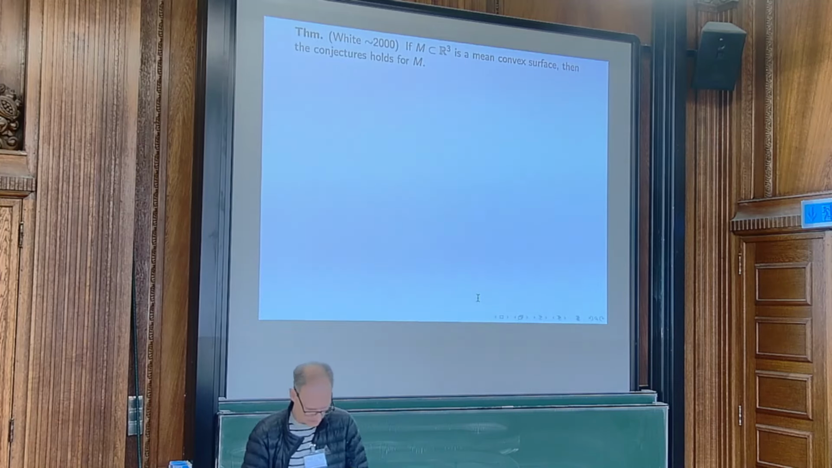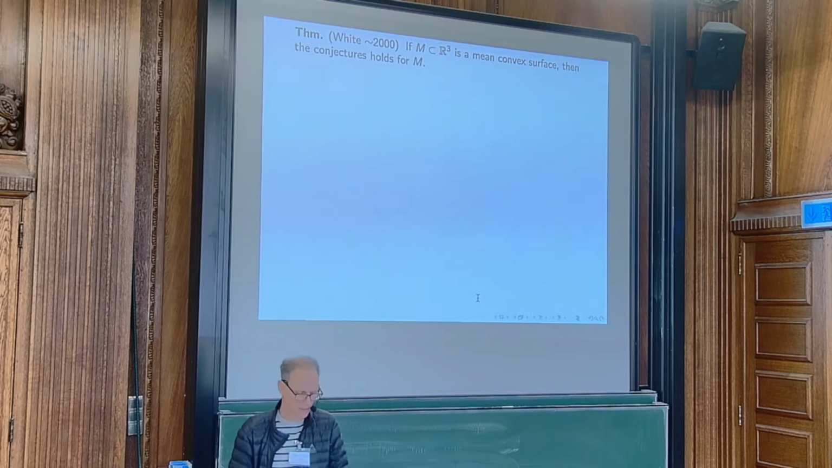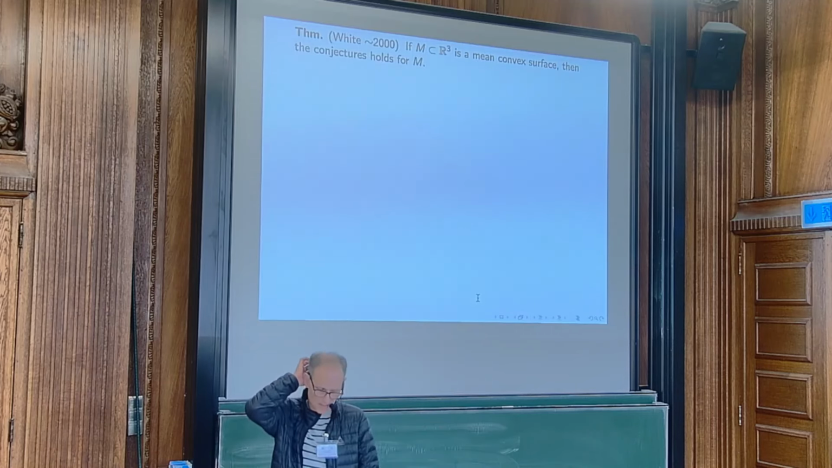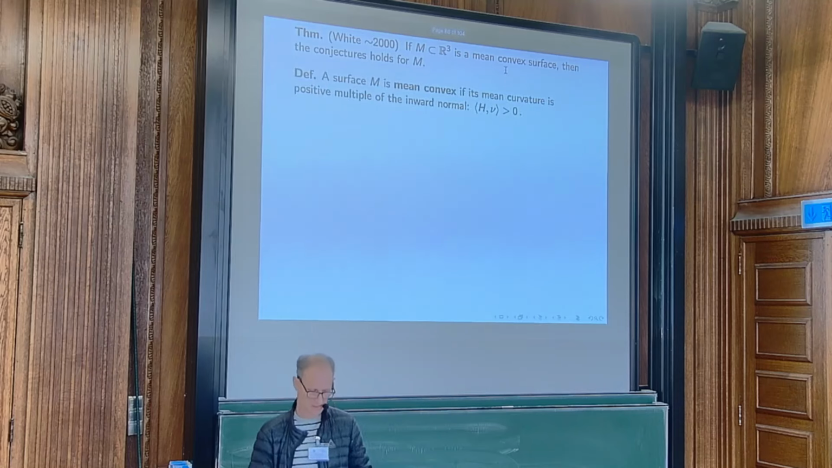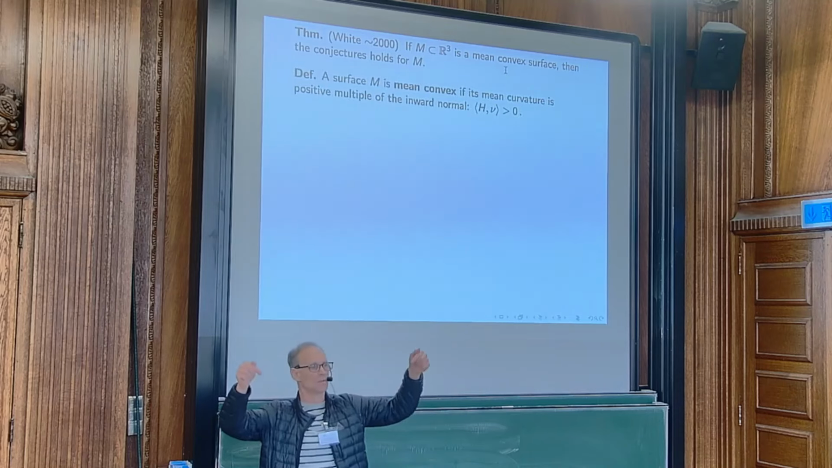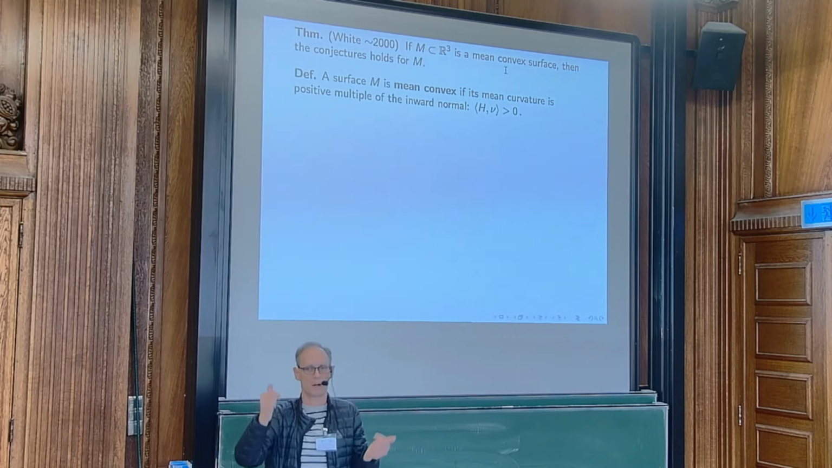Okay, I'm running a little short on time, so I'll speed up a little bit. Around the year 2000, there was a breakthrough by Brian White, who showed that if you have a mean convex surface in R3, then the list of conjectures I had before holds. A surface is mean convex if the mean curvature points inward everywhere, so it has positive mean curvature.